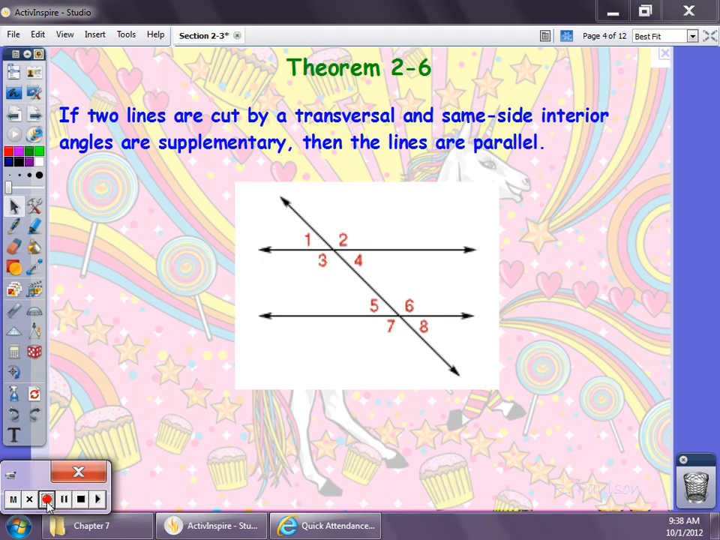parallel. We are now going to look at two other theorems that are also deduced from postulate 11, which are the corresponding angles. So theorem 2-6 states if two lines are cut by a transversal and same side interior angles are supplementary, then the lines are parallel. So if you look at the diagram and you can prove that the measure of angle 3 plus the measure of angle 5 is equal to 180 degrees, or that the measure of angle 4 plus the measure of angle 6 equal 180 degrees, then you can prove that these lines are parallel.